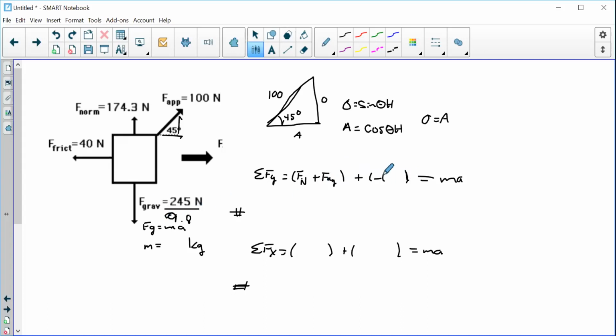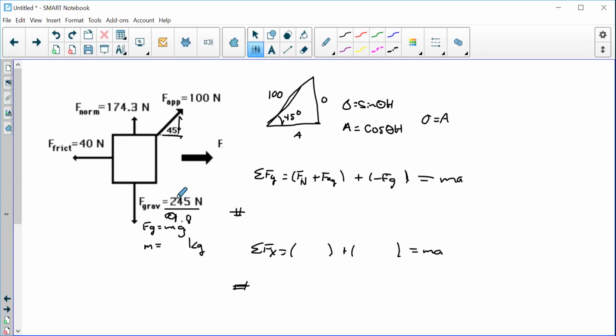All right. So while we're working on the force of gravity and I'm thinking about it, just like last problem, I'm going to go ahead and calculate our mass. So we know that gravity is equal to mass times acceleration due to gravity, which is going to be 9.8.